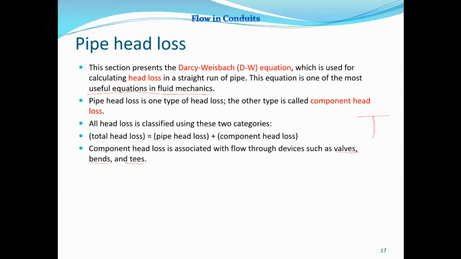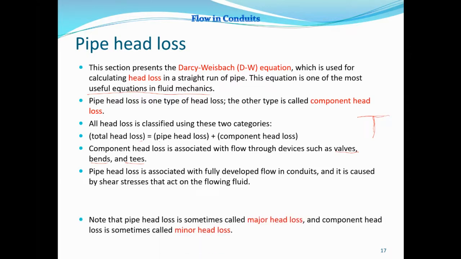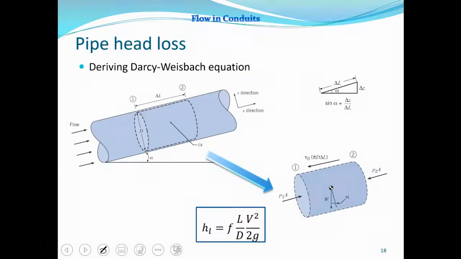When there is flow separating here, there is head loss due to the bend. And pipe head loss is associated with fully developed flow in a conduit and is caused by shear stresses that act on the flowing fluid. We should know that the pipe head loss is sometimes called major head loss, and the component one minor head loss. Pipe head loss is predicted by the Darcy-Weisbach equation. In the next class we will derive the Darcy-Weisbach equation and then move on.